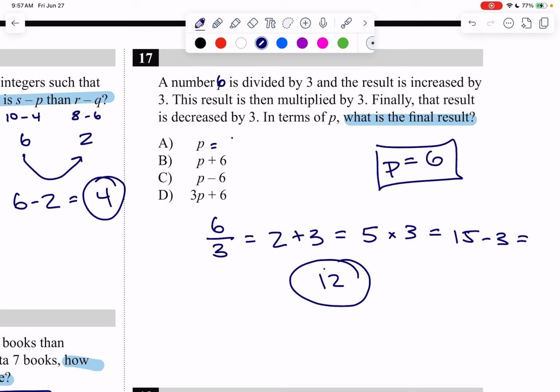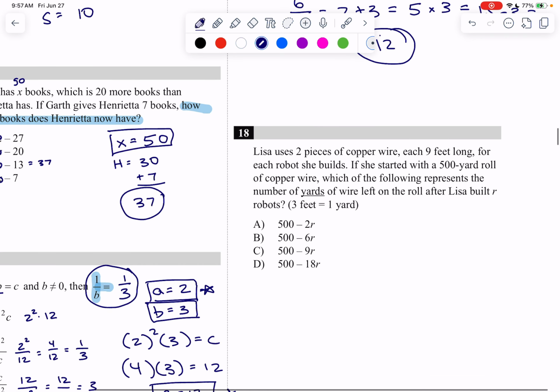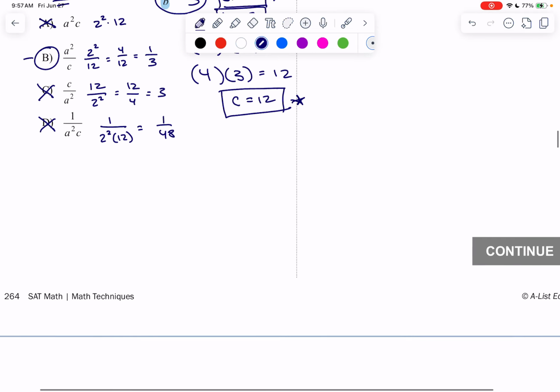Well, this is just P, so that's just 6, not 12. This will be 6 plus 6, that's 12. Keep that in. This is 6 minus 6, that's 0, not that guy. This is 3 times 6 plus 6, that's 18 plus 6, that's 24. That's way too big. Bye-bye. And our answer is B. I'm going to go ahead and skip 18 for now. We'll come back to that on another day.